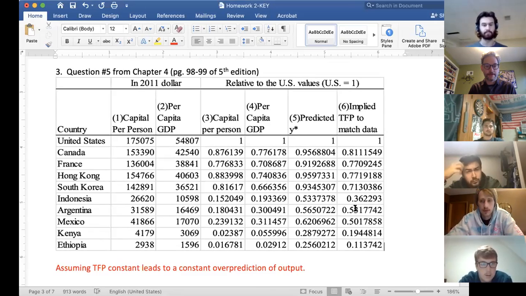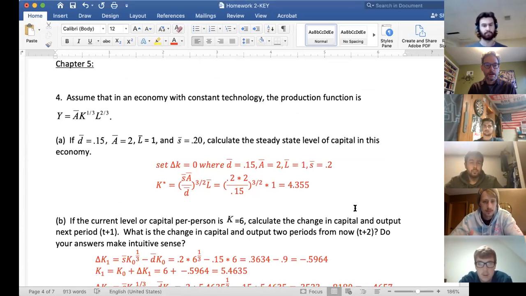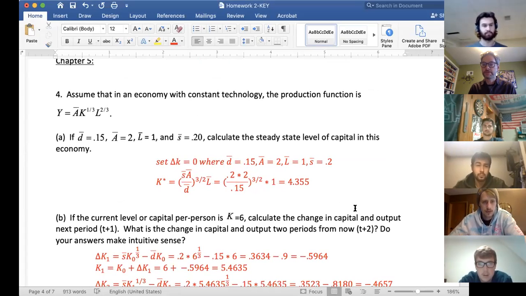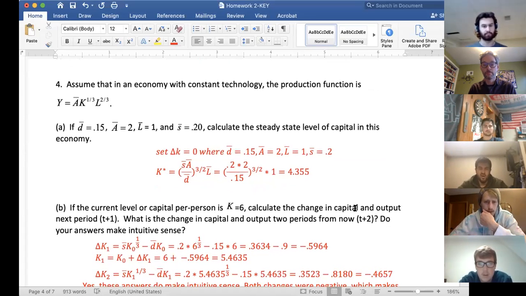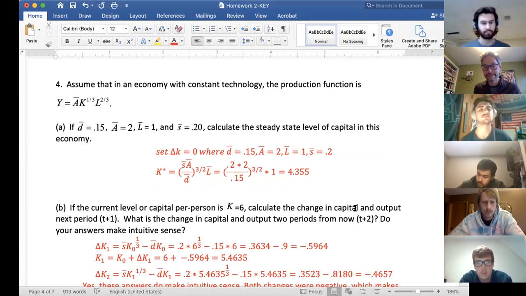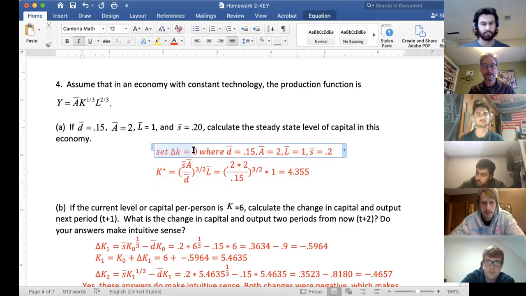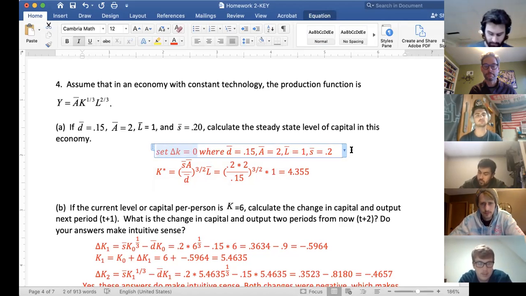Okay, question number 5. So here's basically a numerical version of the Solow model, like we did in class, right? Where you first have to calculate what the steady state level of capital is, and then given a current level of capital, you have to figure out what's the change in capital. Okay, so how do we figure out the steady state? You set delta K equal to 0, right? Where we use that formula that we talked about in class.